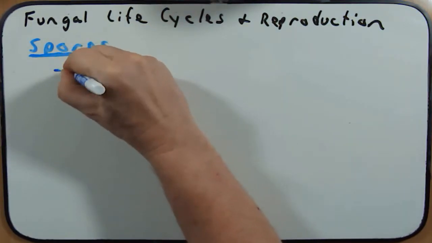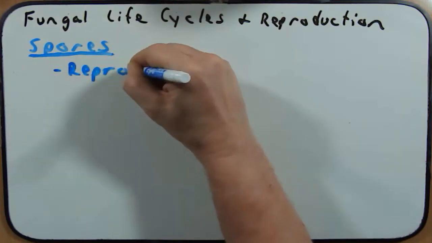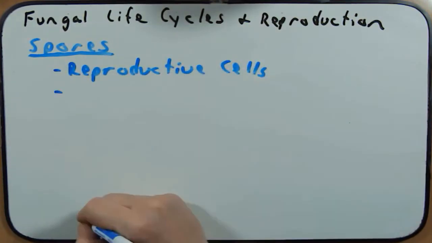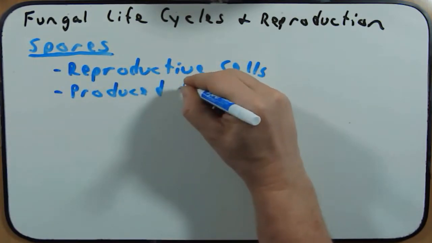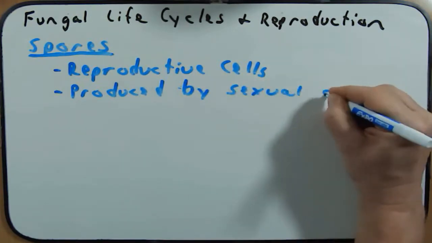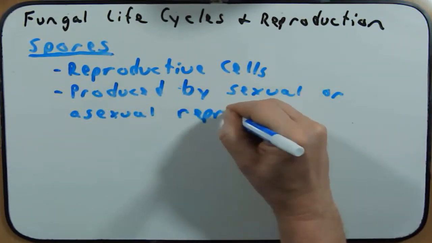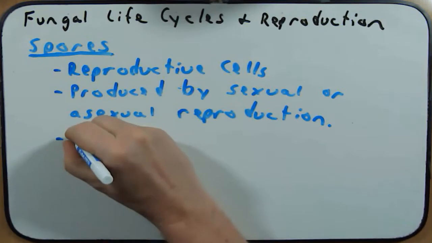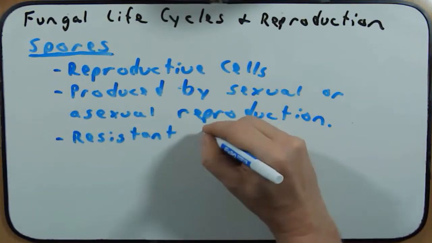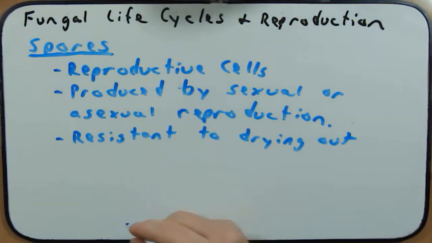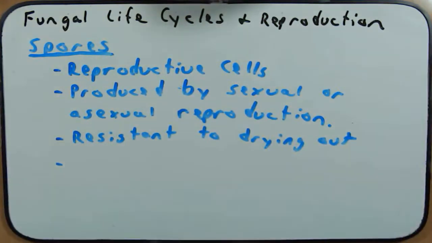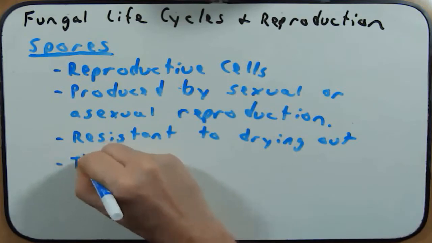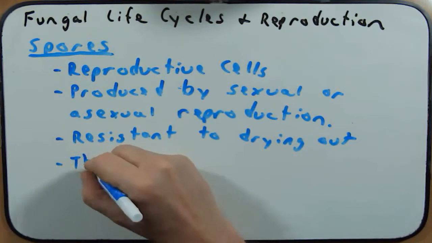Spores are reproductive cells. They're produced through asexual and sexual reproduction. They are resistant to drying out. And I said it when I introduced spores here, but let's put it in writing. Spores are the fundamental reproductive cell in fungi.